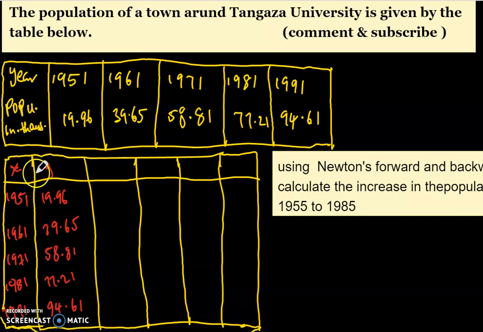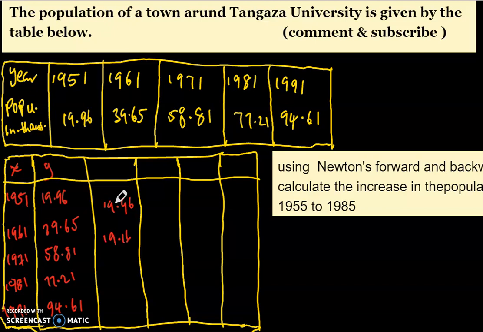Now, after we write down our values in this difference table, the year is for x, and we take population, which is in thousands, to be for y. So the differences will be 39.65 minus 19.96. That will give you 19.69. So we write it in the middle. Let's take this difference, 58.81 minus 39.65. That will be 19.16.